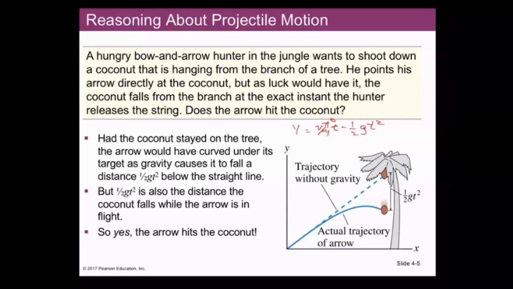Therefore, both the arrow and the coconut have velocity vector in the y direction, their vertical distance getting smaller and smaller as 1/2 gt squared, their vertical height getting lower and lower as 1/2 gt squared. So yes, the arrow hits the coconut.